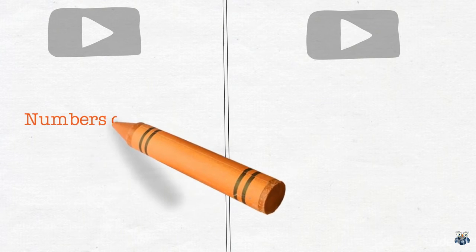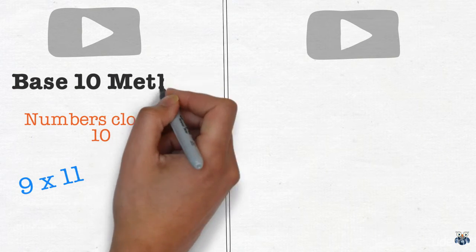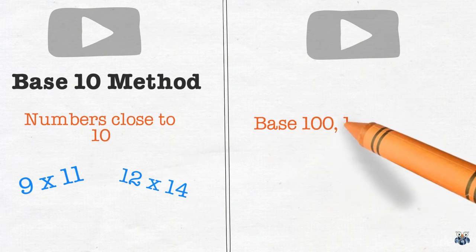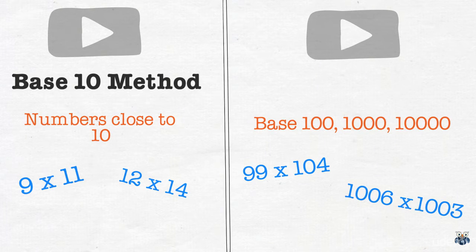Hello everyone. In the last couple of videos, we looked at two special cases of multiplication. The first video looked at multiplying numbers close to 10, for example, 12 times 14. This method enabled us to get answers at lightning speed. In the second video, we extended our range by looking at multiplying numbers close to 100, 1000 and higher powers of 10. The results again were much quicker than the regular method.